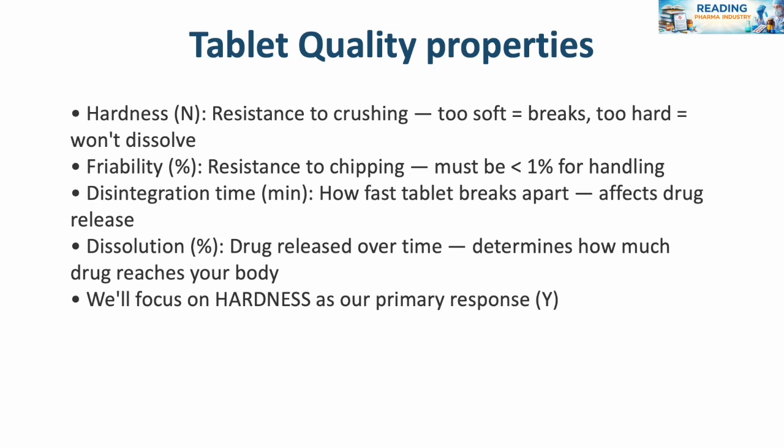In our example, we'll focus mainly on hardness. So we'll look at one response just for simplicity. But when you do optimization, you need to take more than one, ideally maybe three. And the hardness in this example is the response variable. We'll come back to this later on to explain it in more detail. So this is the Y value in our equation.